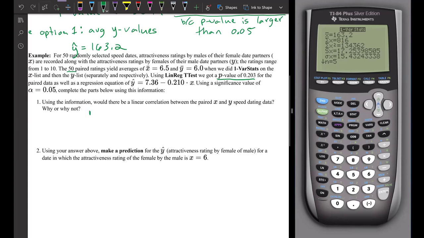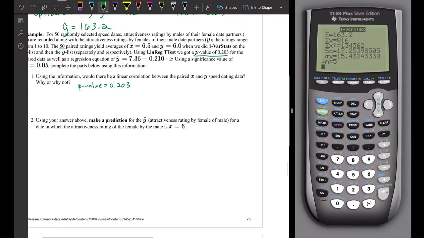So since the p-value was 0.203, that right there is greater than the 0.05. So we're going to have no linear correlation. Okay, since we don't have any linear correlation now, though, what are we going to do for this next part?